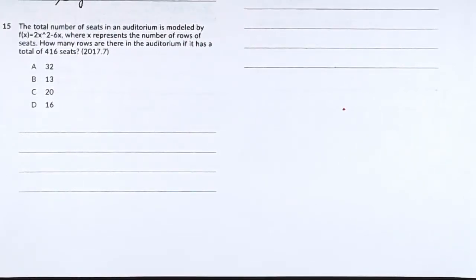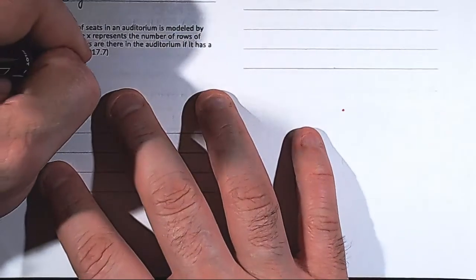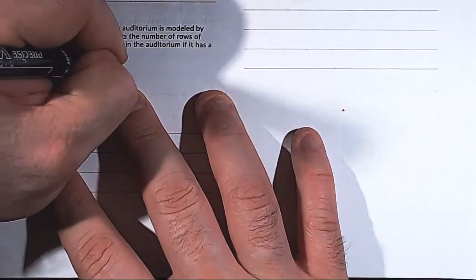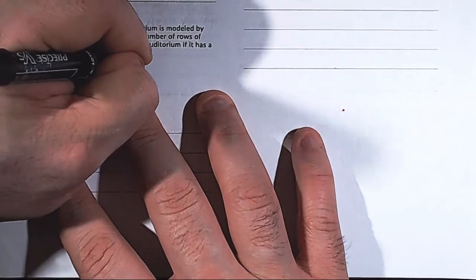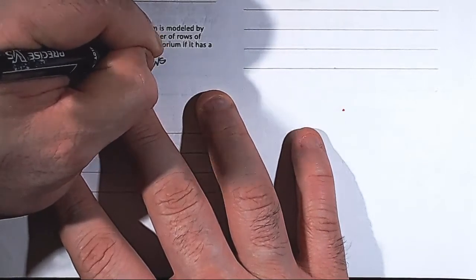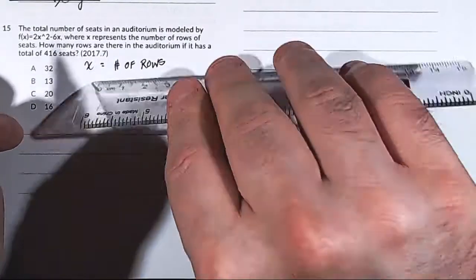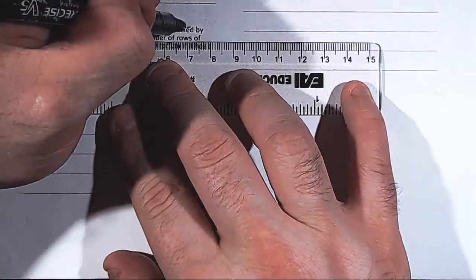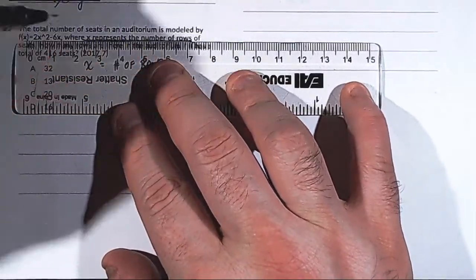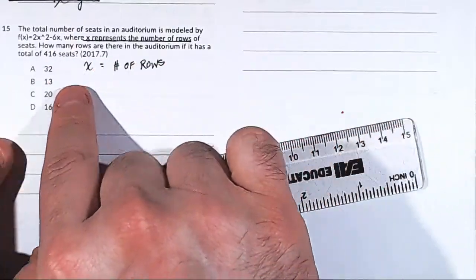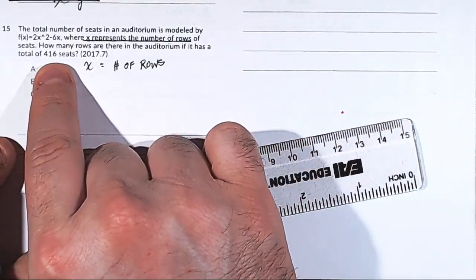So this helps. We need to write x equals the number of rows. Okay, because that's what it said. X represents the number of rows. How many rows are there if there is a total of 416 seats?